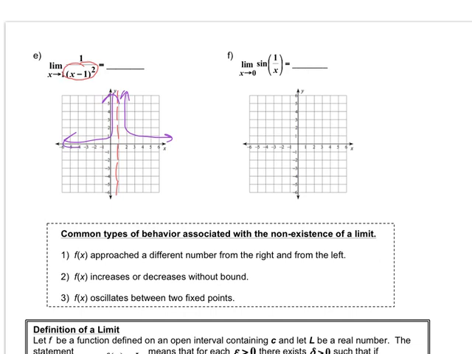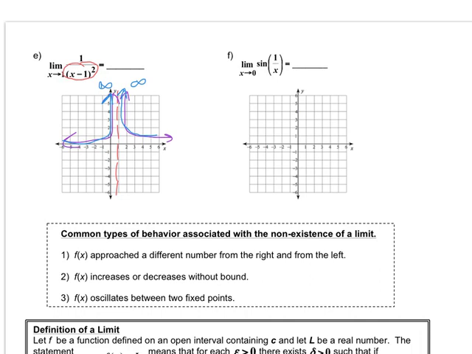So we look at the limit as x approaches 1. From the right-hand side, we see it's approaching infinity. From the left, we see it's also approaching infinity. So this is going to seem a little confusing, but this limit is the same from both sides. It is approaching infinity.